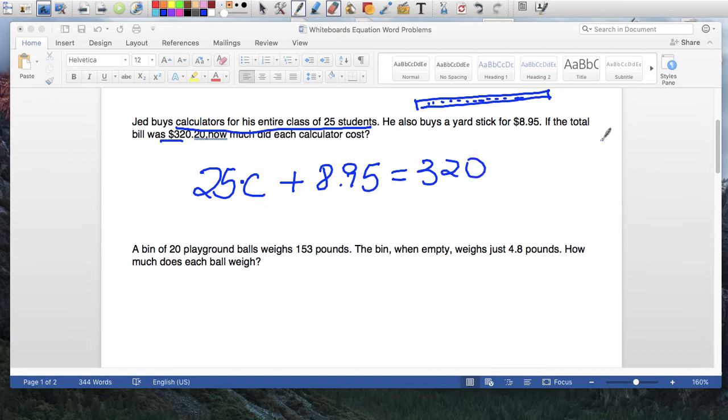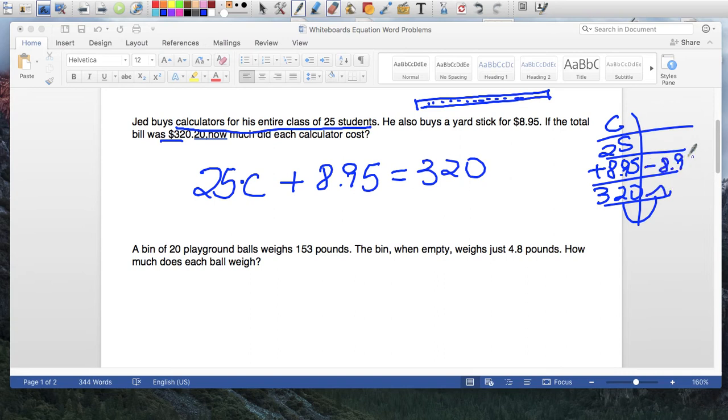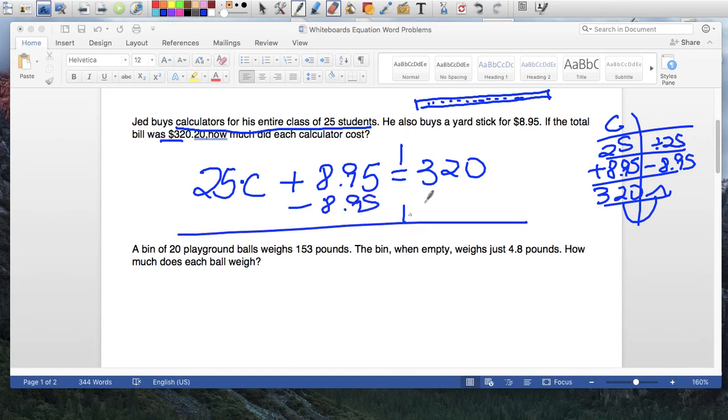Okay, so again, we're going to do our story. We have our letter C, which is times 25, plus 8.95 equals 320. Going backwards, it's going to be minus 8.95, and then divide by 25. So minus 8.95 on this side, and minus 8.95 on the other side. These two become 0, 8.95 minus 8.95 is 0, and then 25C comes down.